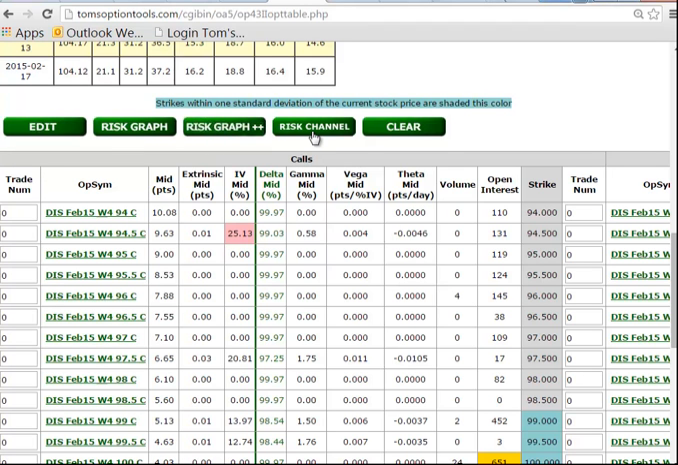And then you also have risk channel, where it actually provides you a channel based on where the stock activity has been for the last, I believe, 40 days. It projects out and shows you a channel. So that's worth looking at as well. But I'm going to start with risk graph 2 as the first recording discussion.